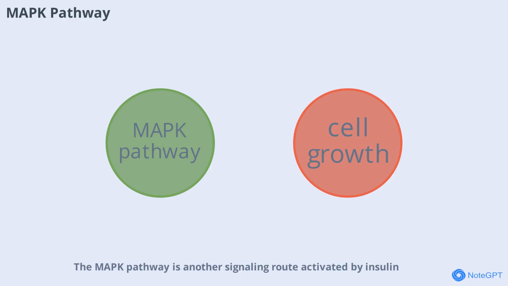The MAPK pathway is another signaling route activated by insulin. While the PI3K-Akt pathway focuses on metabolic effects, the MAPK pathway is more involved in cell growth and gene expression. This dual signaling capability allows insulin to influence both immediate metabolic processes and longer-term cellular functions, highlighting its importance beyond just glucose regulation.